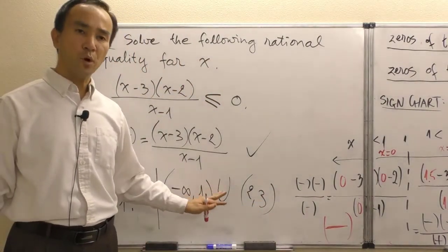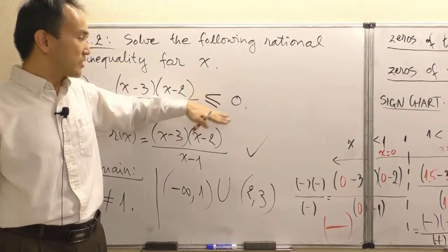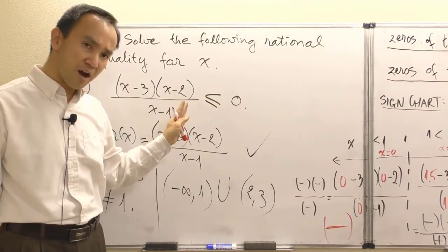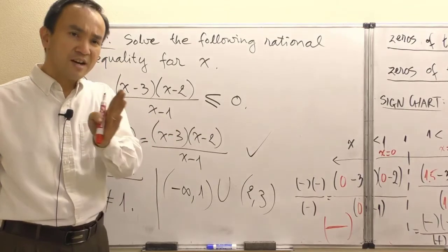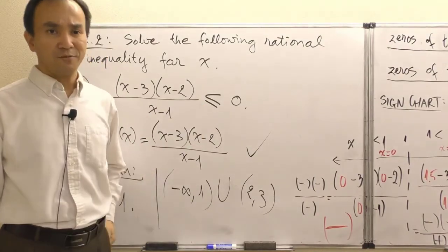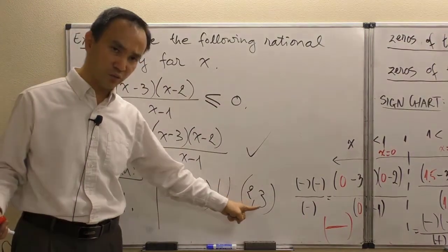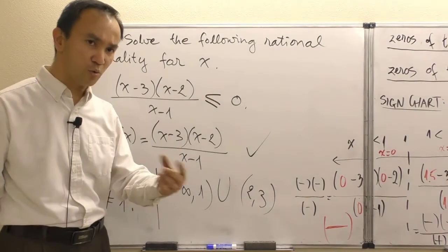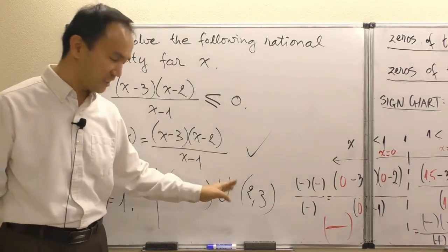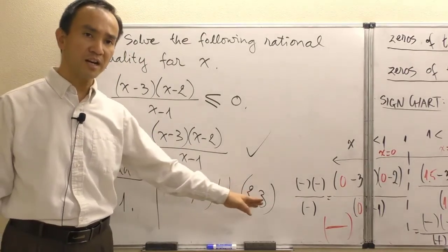If this was a problem in example 1, we're done right here, because we're looking for strictly less than 0. But in this problem, since we're in this next subclass of rational inequalities where there is an equal sign involved, we want to see which of these endpoints, the 1, the 2, or the 3, can be included in our intervals. Which one among these can be included in our intervals?